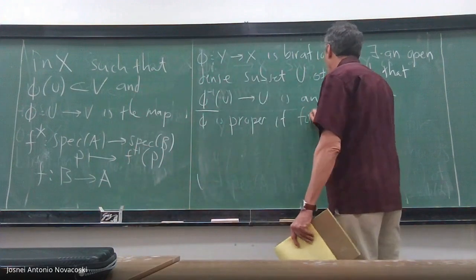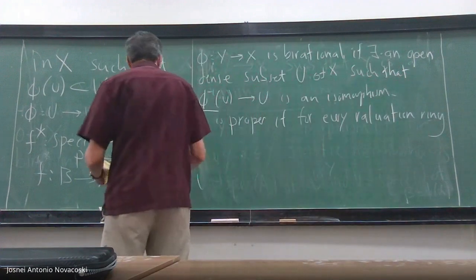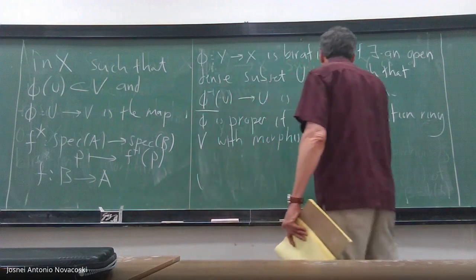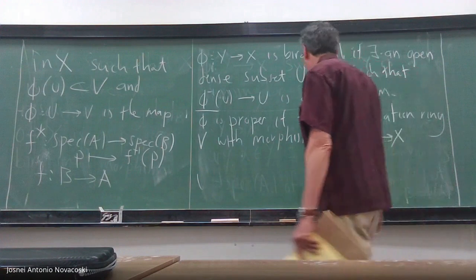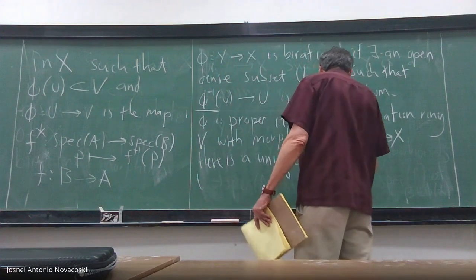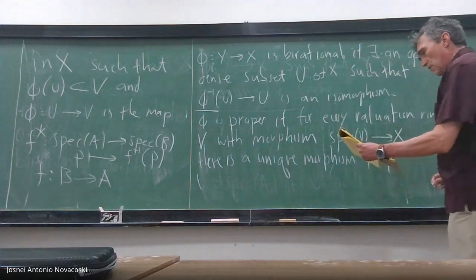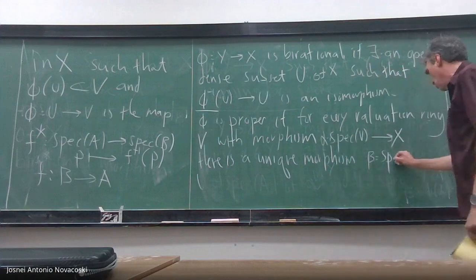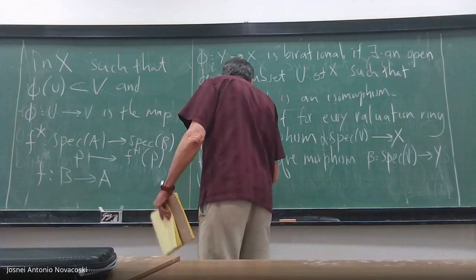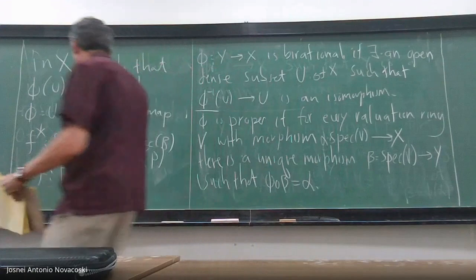if for every valuation ring V with a morphism alpha from the spectrum of V into X, there is a unique morphism beta from spec V into Y such that phi composed with beta is equal to alpha. And I'll draw a picture of this in a moment.